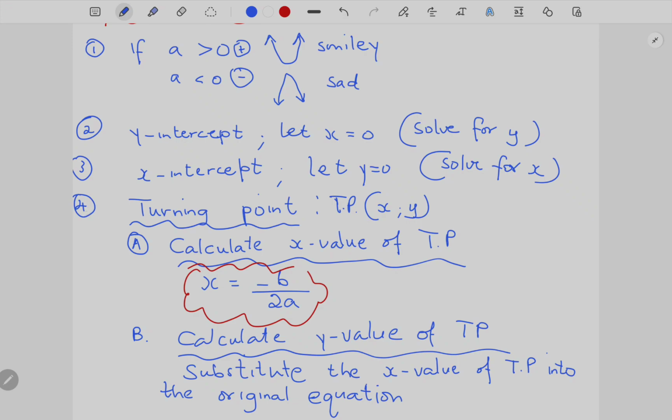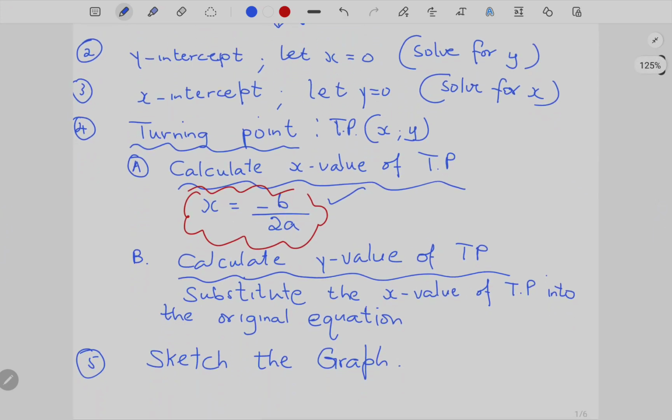turning point, we must calculate the turning points. The turning points are made up of x and y coordinates. So how to calculate the x value of a turning point? On the formula sheet, this formula is given. You must use this formula so as not to be confused. It says x = −b/2a.